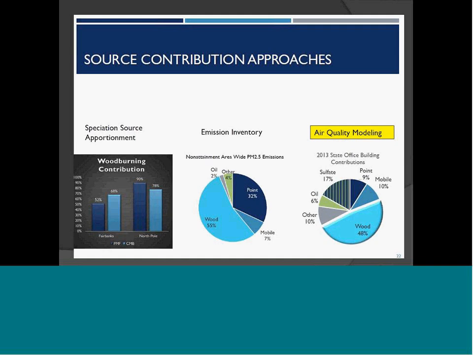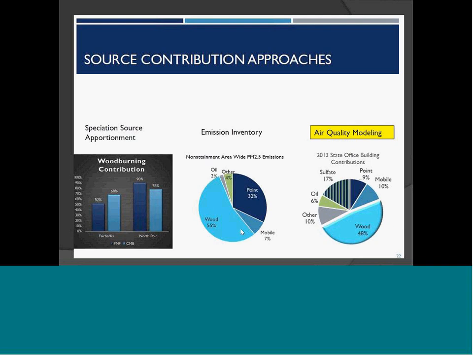They have data on these for 7 years during the pollution episodes, and so the numbers in here represent 7 years of data. They run two different analyses: a positive matrix factorization and a chemical mass balance. And you see for Fairbanks that there's a lot of data out there for all of the different source categories. The wood burning contribution for Fairbanks is between 52 and 68% in those two methods, and North Pole is between 78 and 90% using those two methods. Keep in mind that this is only during the inversions and the pollution episodes.